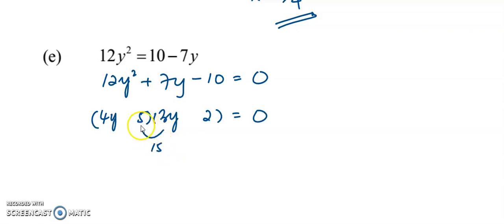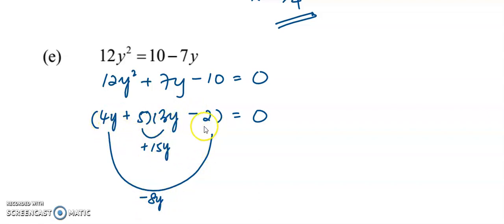This is 5 multiplied by 3y, you get 15y. 4y multiplied by 2, you get 8y. So I'm so lucky that I can see, if this is positive 15y and this takes a negative 8y, when these two add up, you will have positive 7y. To get a positive 15y, you have a positive here. To get a negative 8y, you have a negative here. And then we try to expand back. Yes, you get exactly what you have at the left hand side of the equation.